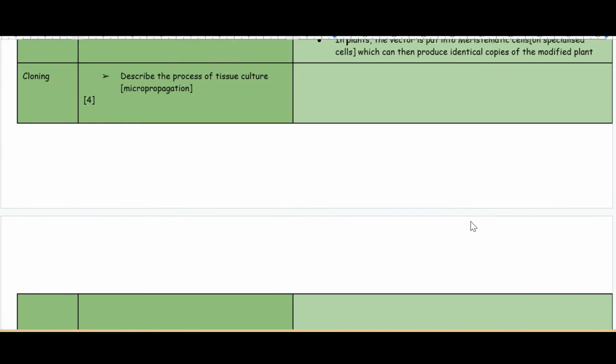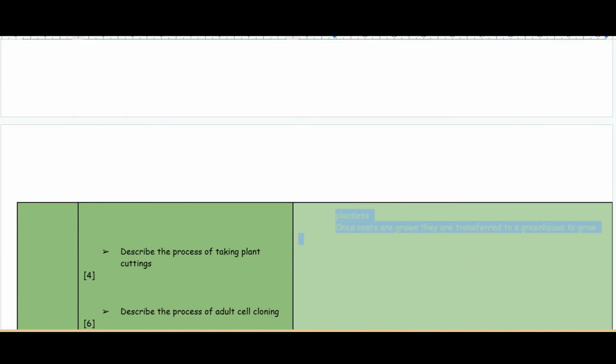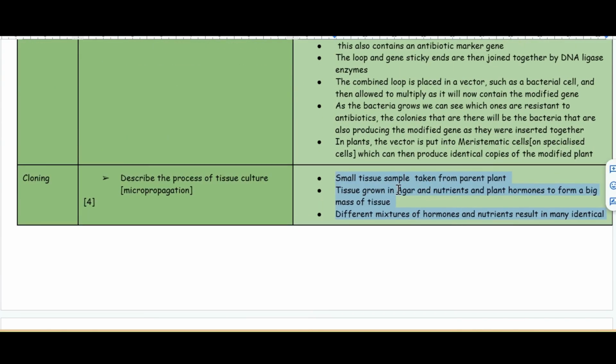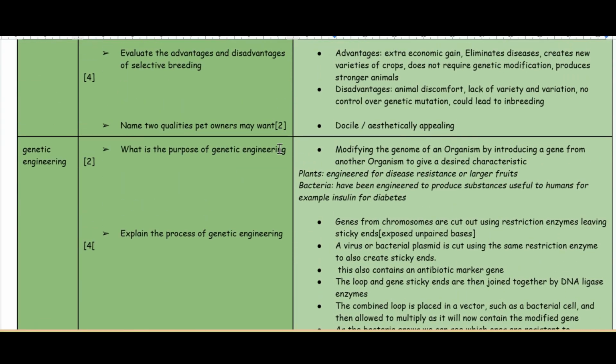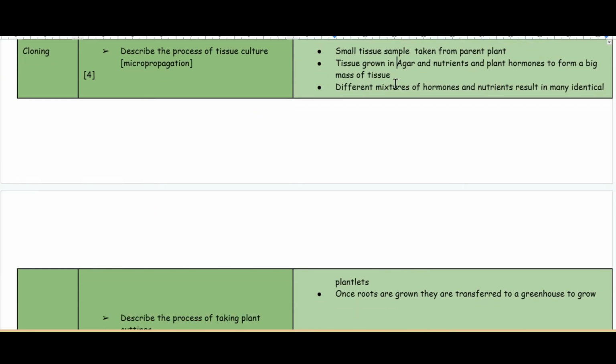Moving on to the next subtopic, cloning. So describe the process of tissue culture, which is also known as micropropagation. So just be aware of that. I hope you can see how we're going through all of the different things. So selective breeding, genetic engineering, tissue culture. These are the key things that you need to be able to know.